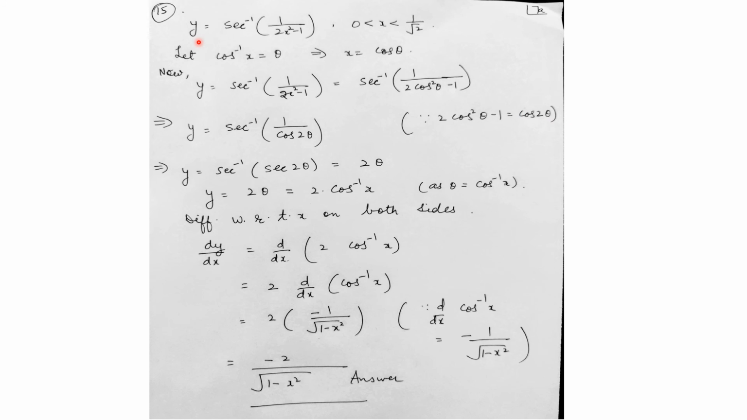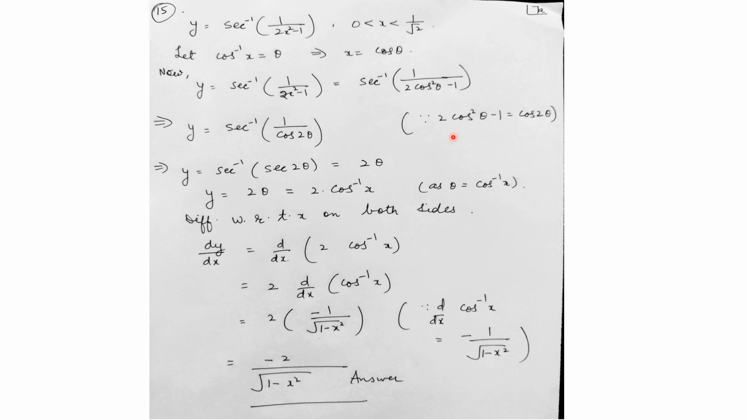Last question, 15th. y is equal to sec inverse of 1 upon 2x squared minus 1, where x lies between 0 and 1 upon root 2. So let cos inverse x be equal to theta, which means x is equal to cos theta. Substitute the value in the question: wherever x is written, please put cos theta. So you are left with y is equal to sec inverse of 1 upon 2x squared minus 1, which will be rewritten as sec inverse of 1 upon 2 cos squared theta minus 1.